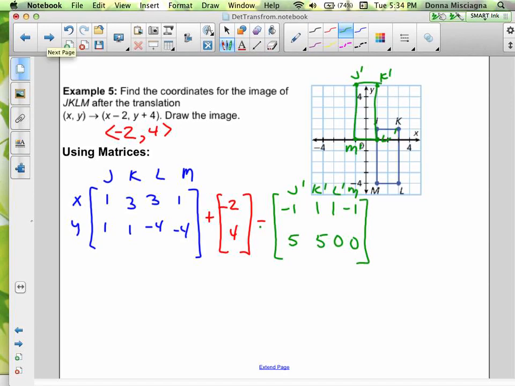And every point on our pre-image moved the same distance and in the same direction to give us our image. And so you need to be able to use all the different representations. So the graph, the matrix, the coordinate notation, and the vector notation. And then you've got it all.